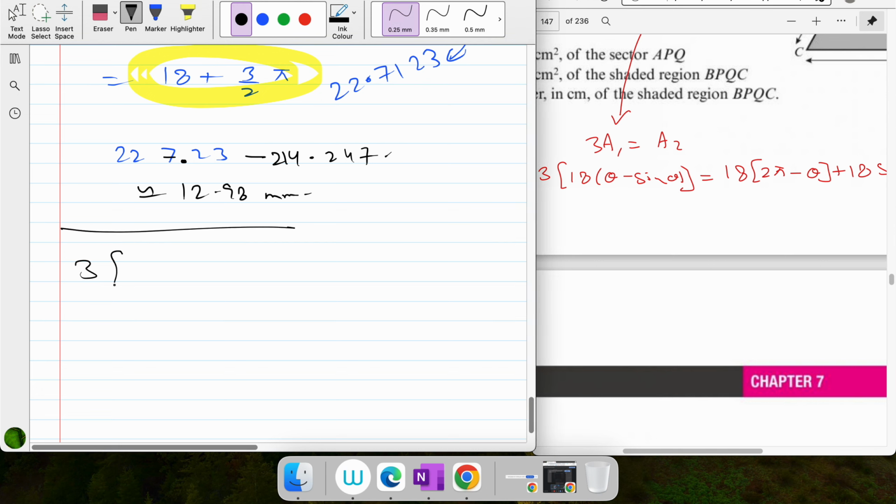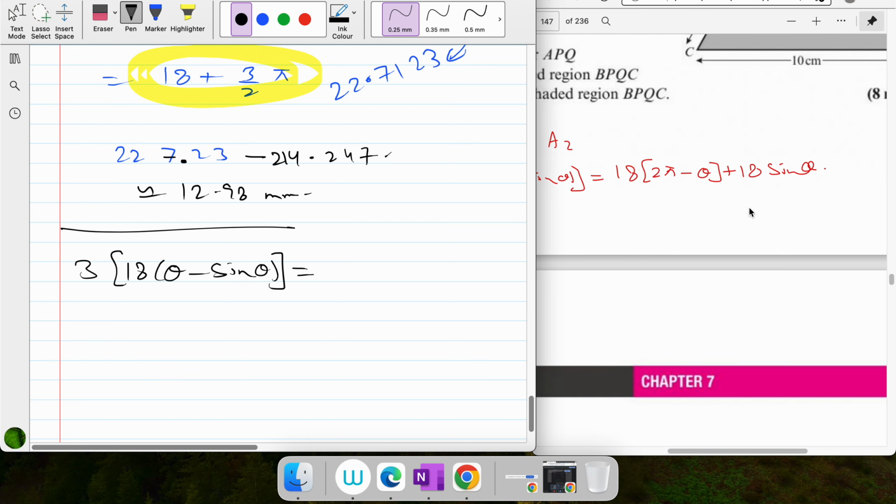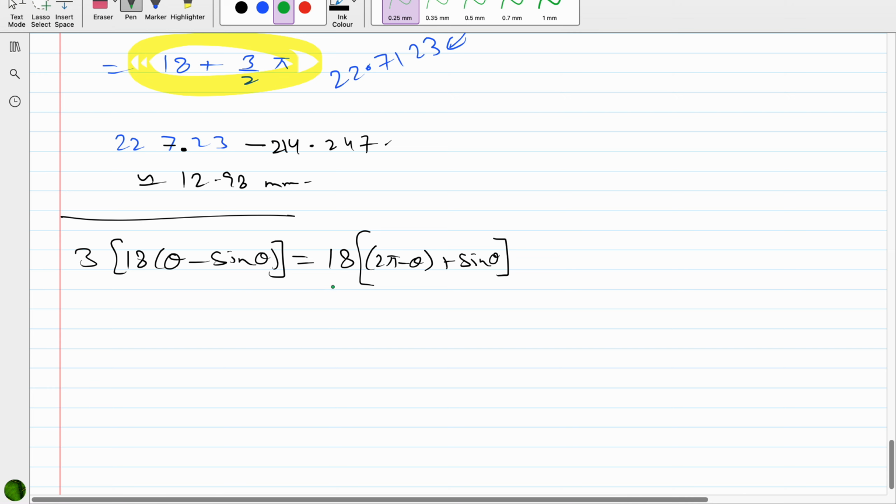So this is 3 times 18 theta minus sine theta is equal to, I'm taking out that 18 as common, and left with 2 pi minus theta plus sine theta. So it is being multiplied on both sides. I'm getting rid of this 18 and multiplying 3 inside. That gives 3 theta minus 3 sine theta is equal to 2 pi minus theta plus sine theta.